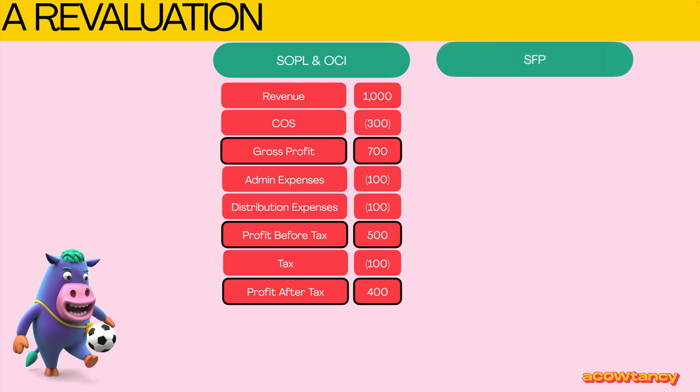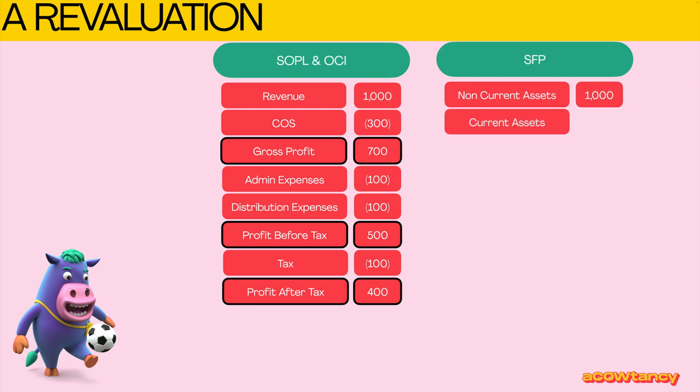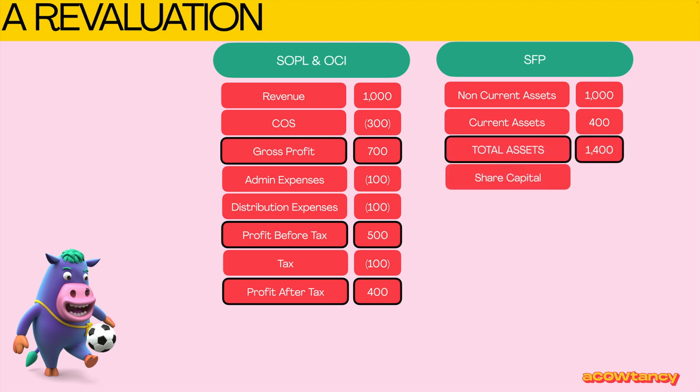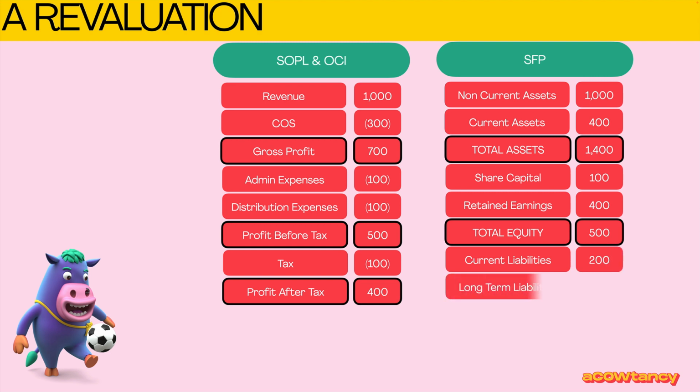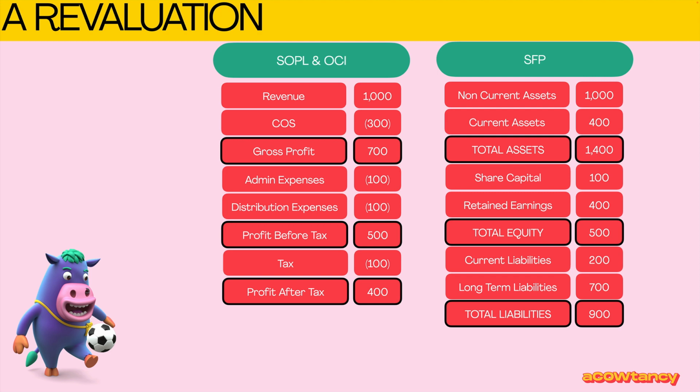Now, on the statement of financial position, you start off with your assets. So longer term ones, non-current, and current ones, less than a year. So your total assets are 1,400. Then you've got your equity, so the amount of shares you've issued, 100, and the amount of profits you've made, 400. So what you owe the owners is 500, but you do owe other people, and they're your current liabilities and your long-term liabilities like loans, and your total liabilities are 900.